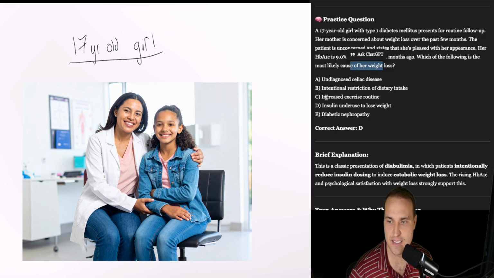So what is the cause? It's going to be insulin underuse. Some comorbidities would be body image dissatisfaction, and other eating disorder comorbidities might be seen. The pathophysiology is that in type 1 diabetes, your body lacks insulin. And so that means glucose can't enter into the muscle and the fat cells.